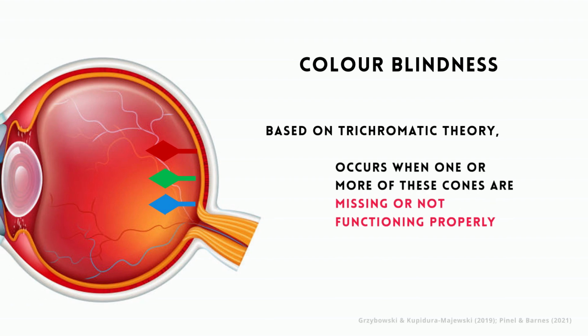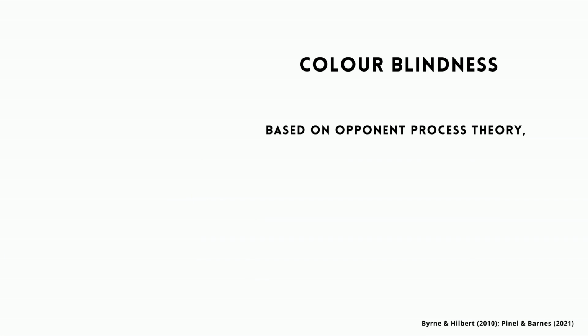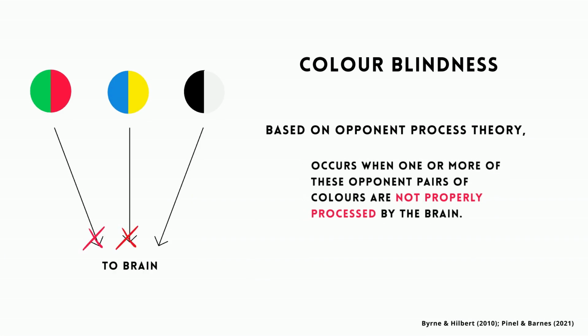Related to the trichromatic theory, it happens when one or more types of cone in the eye are missing or not functioning properly. When light-sensitive cones are not functioning properly, they are not able to generate normal signals in response to light of certain wavelengths. Also, based on opponent process theory, it happens if one opponent cell is not functioning properly, which can disrupt the balance between the opponent pairs and affect the balance of signals sent to the brain, leading to abnormal color perception.